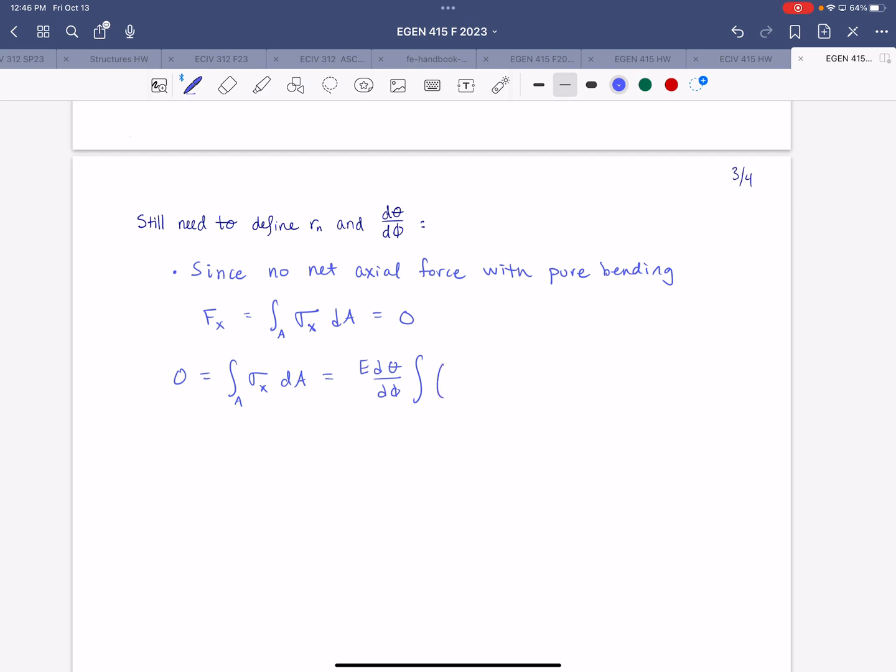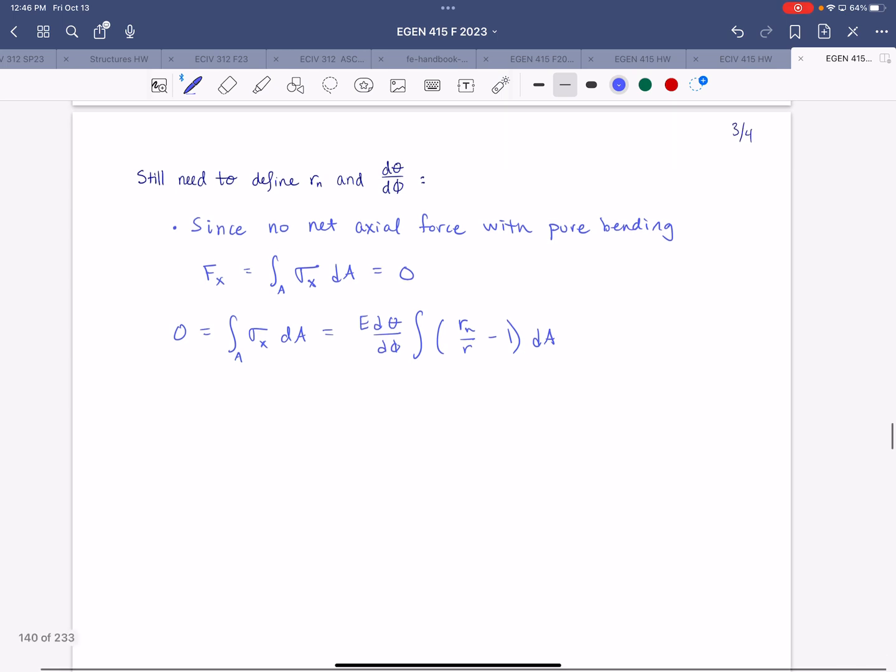And then within the integral, we have Rn over R minus 1 dA. And since Rn is not a variable, we can bring that out in front of the integral. So Rn times capital E d theta over d phi times the integral.